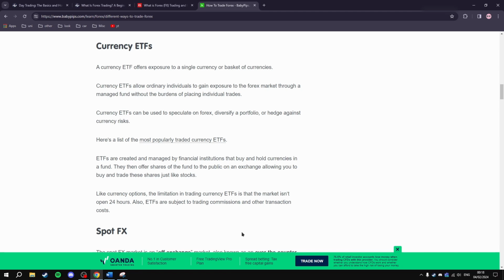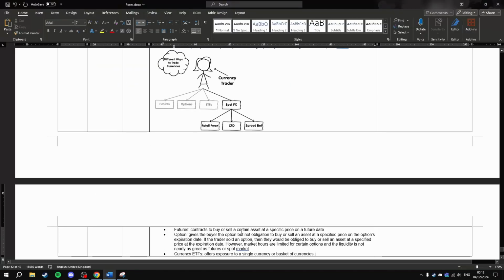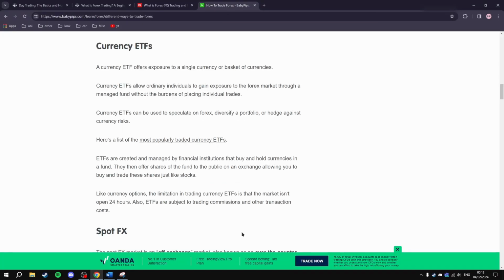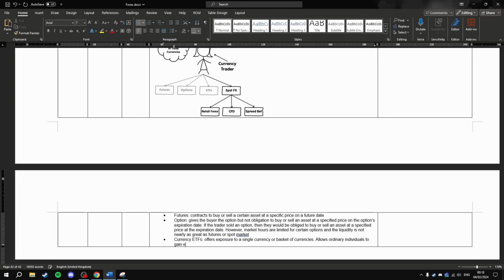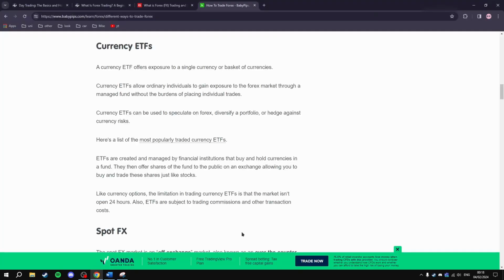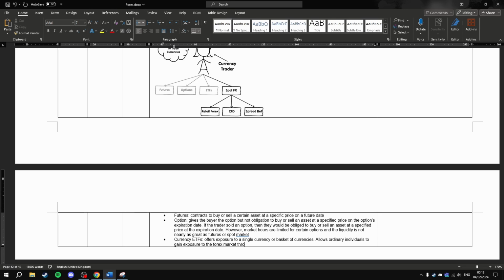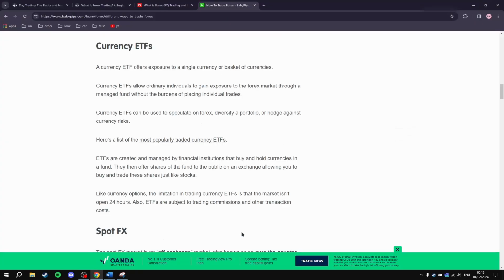Okay, so it's managed. It allows ordinary individuals to gain exposure to the Forex market through a managed fund without placing individual trades.